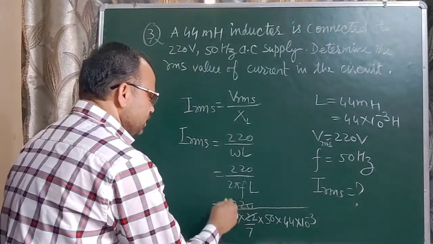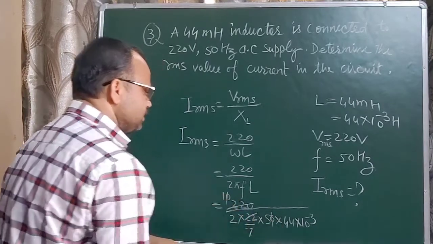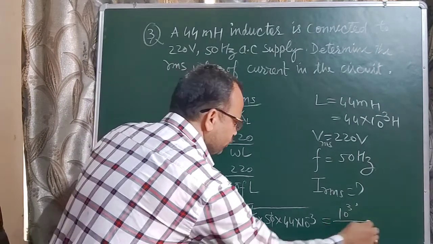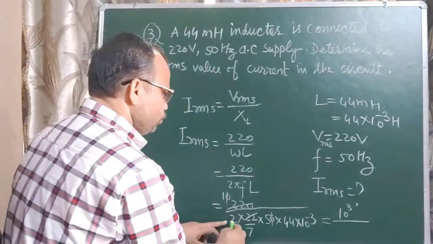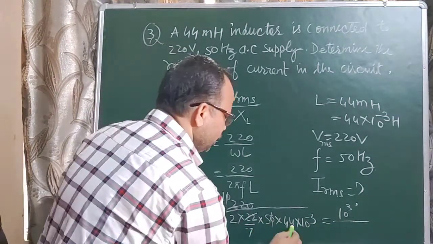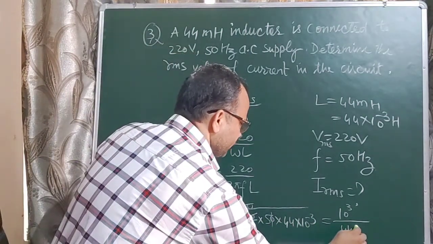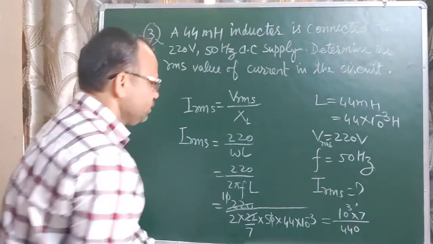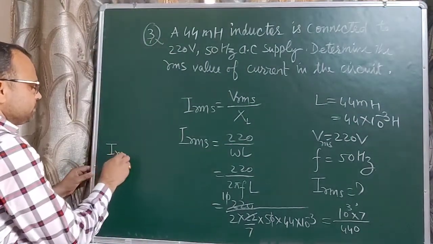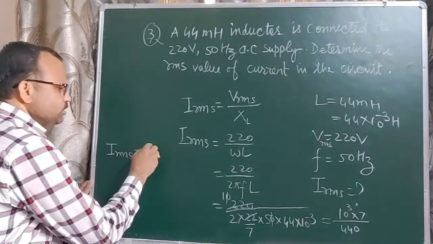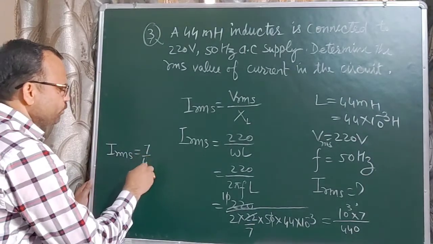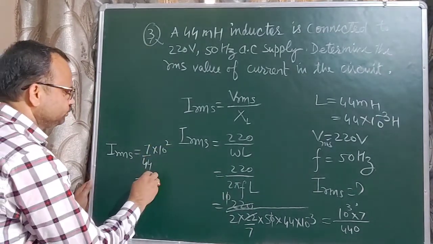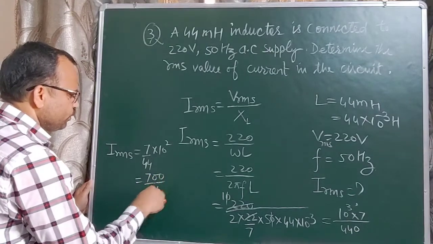22 tens are 220, then the 0 and 0 cancel. The 10 to the power minus 3 moves to the denominator, so it becomes 10 to the power 3. Then 2 fives are 10, into 44 means 440. This 7 moves to the denominator. So IRMS is equal to 7 upon 44, the 0s cancel, which means 10 to the power 2, or we can write 700 upon 44.